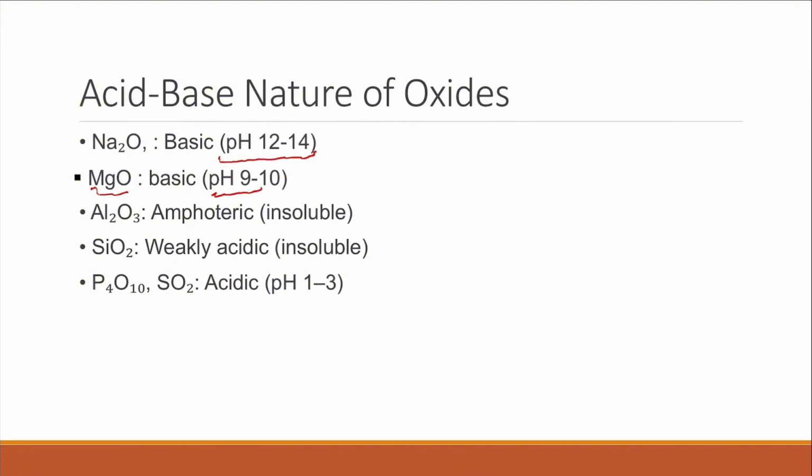Aluminum oxide is amphoteric. It's insoluble in water and can react as an acid or a base, and we will talk about that. Silicon dioxide is weakly acidic, however, it's insoluble and it's a giant covalent structure, as we know. Phosphorus oxide and sulfur dioxide, when they dissolve in water, will produce acids. They are non-metallic oxides and will give a pH in the range between 1 and 3.